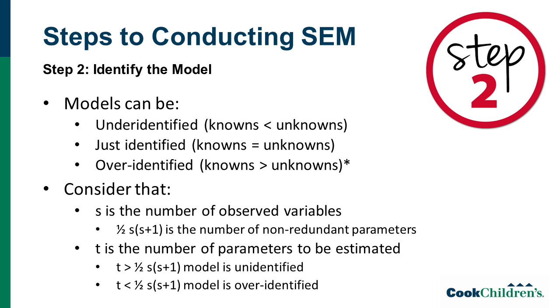So if T, the number of parameters to be estimated, is greater than the number of non-redundant parameters or observed parameters, then the model is unidentified. If the number of parameters to be estimated is less than the number of known parameters, then the model is over-identified.